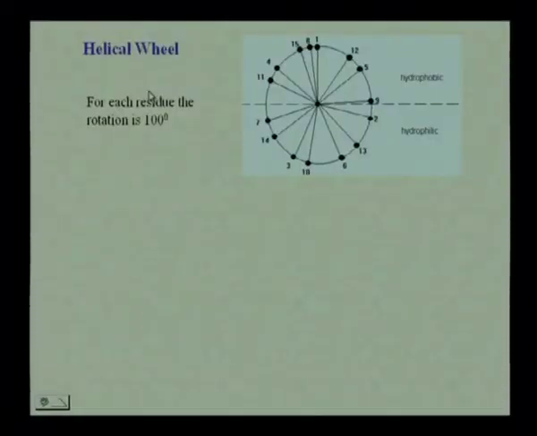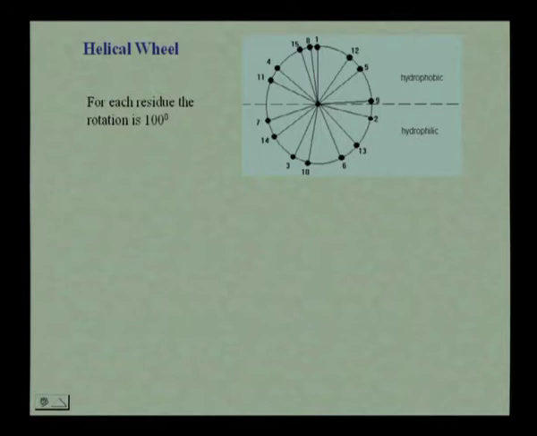This is how you construct the helical wheel. For each residue, now you have 3.6 residues per turn, okay, or usually we say there are 4 residues per turn. Now, if we were to construct the helical wheel, then we would put residue number 1 say on the top. For every residue, there is a rotation of about 100 degrees. So, my next residue is going to come here, that is residue number 2.